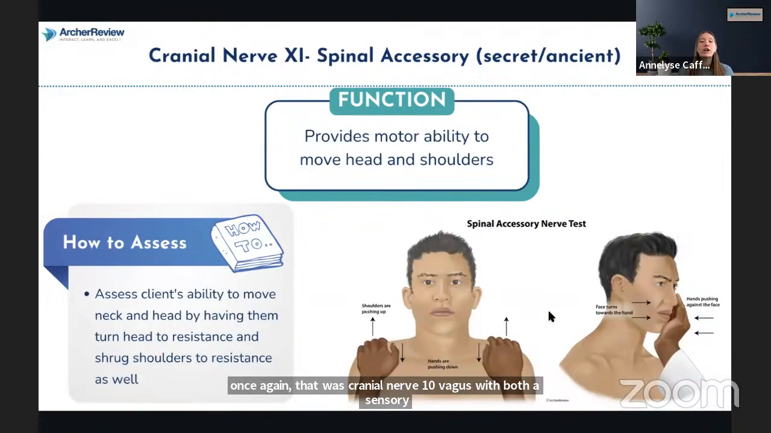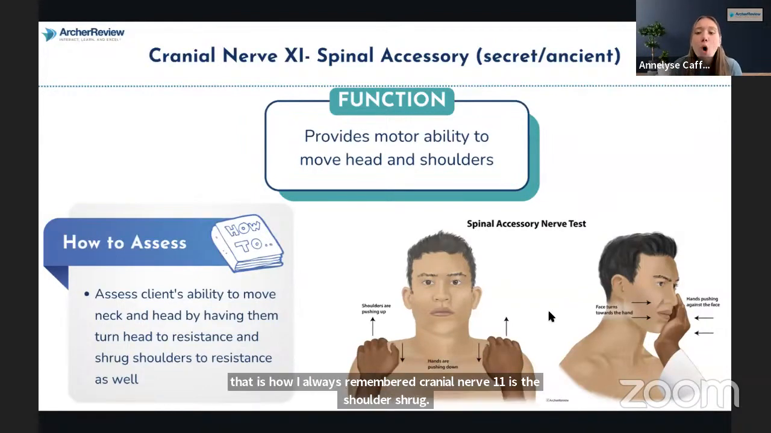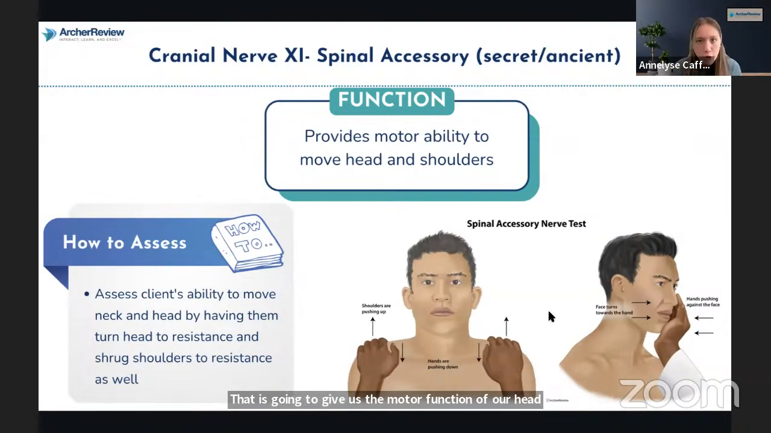Then we have cranial nerve 11, spinal accessory. I remember this one because we test cranial nerve 11, spinal accessory, by assessing what we call the shoulder shrug. If I put my hands up on a client's shoulders, I look a little weird here on a video cam, I'm sure. When you put your arms up on their shoulders, your arms look like two ones to me. So that is how I always remembered cranial nerve 11 is the shoulder shrug. That is going to give us the motor function of our head and shoulder. So it's only motor, no sensation, and it lets us move our neck and shoulder.